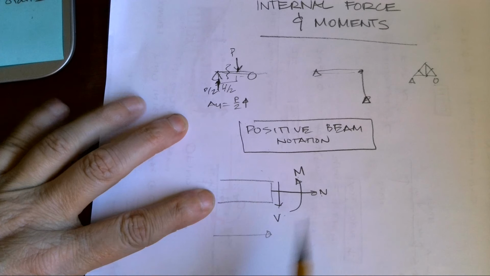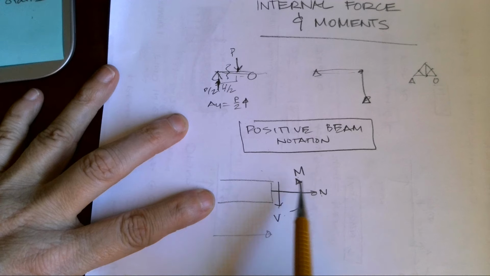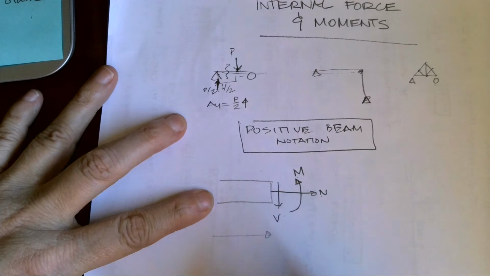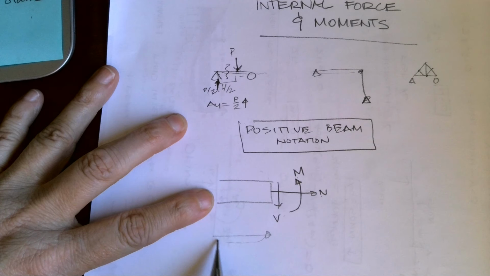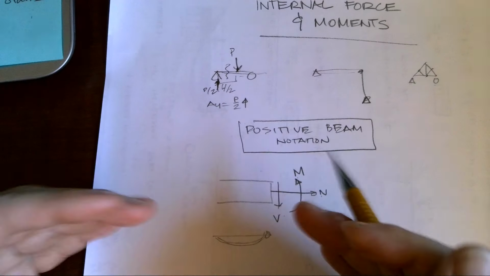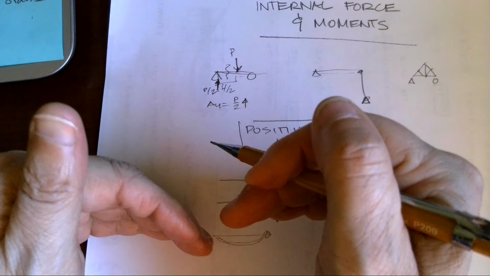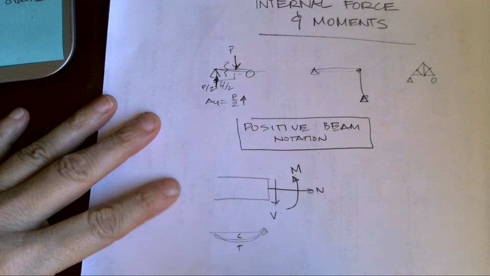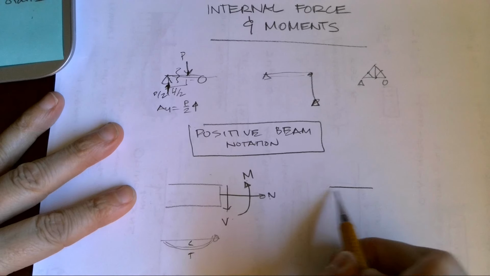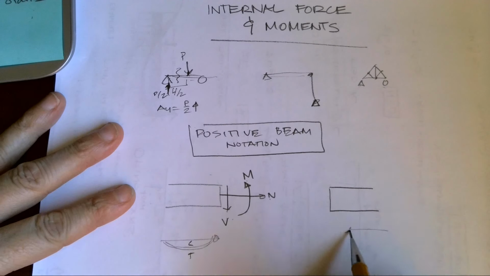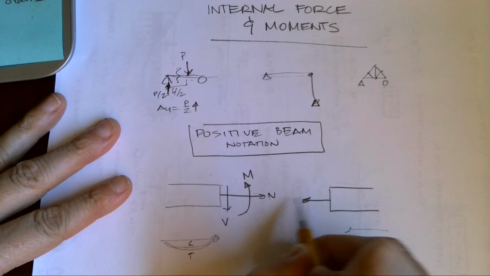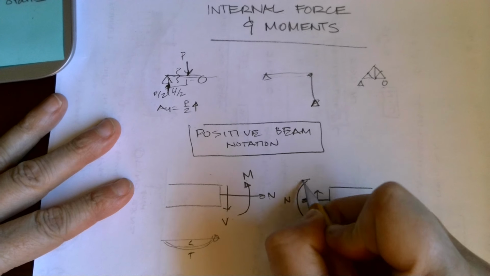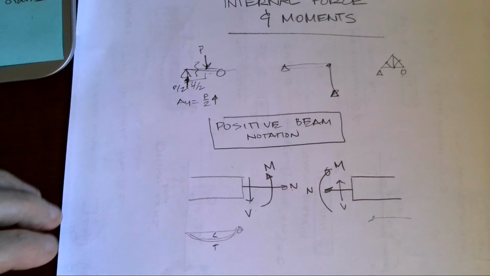This positive moment would cause curvature of my beam, if you can just imagine. I'm putting this moment on my beam, and it would cause a smiley face curvature, as I call it, where I know I've got compression on top, tension on the bottom. If I'm coming from the right side of the beam towards the left, my normal is pulling to the left, my shear is now going up, and my bending moment is going towards the right.